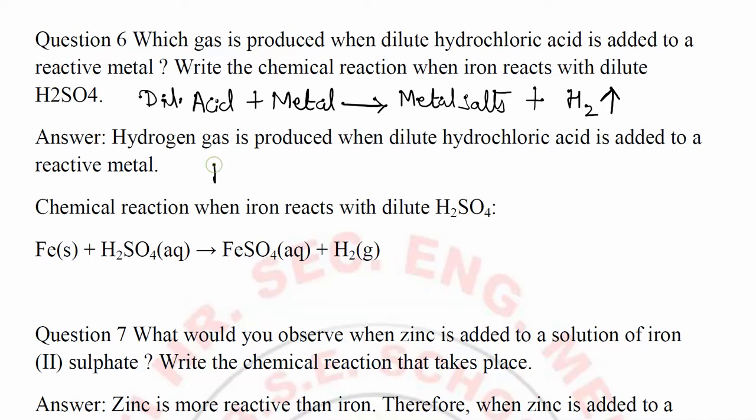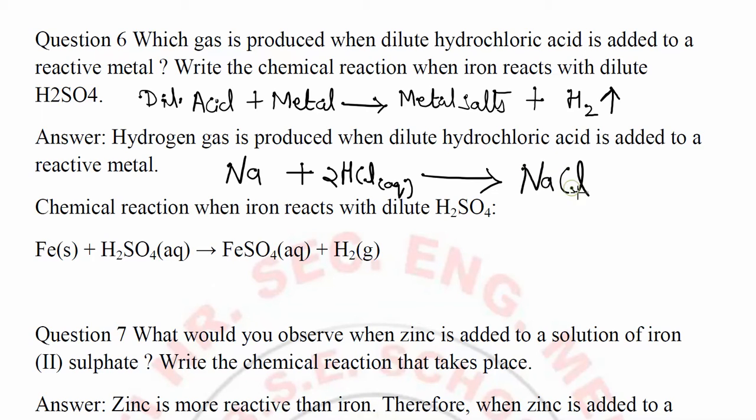So for example, according to the question, if I take a reactive metal, that is sodium, reacting with dilute HCl, then the sodium will displace hydrogen from the dilute hydrochloric acid and will form sodium chloride. So for forming two molecules of sodium chloride, H2 gas will be released. So this will be the reaction here.